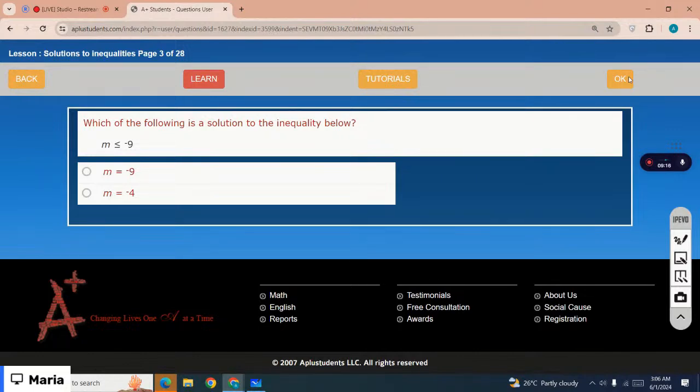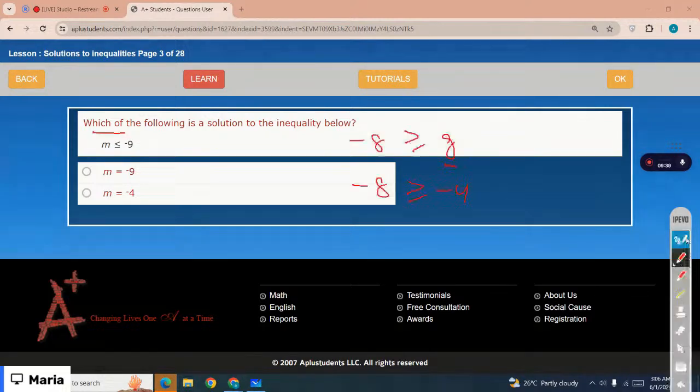Okay, the next one: which of the following is a solution to the inequality below? m is less than or equal to negative 9. So which is the correct option? Let's see. The first one is negative 9. Negative 9 is less than or equal to negative 9. That is not less, but equal it is. That is true, right?